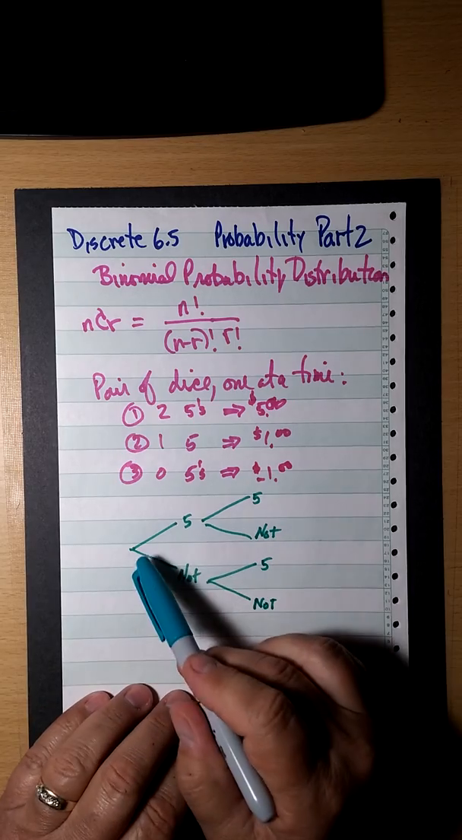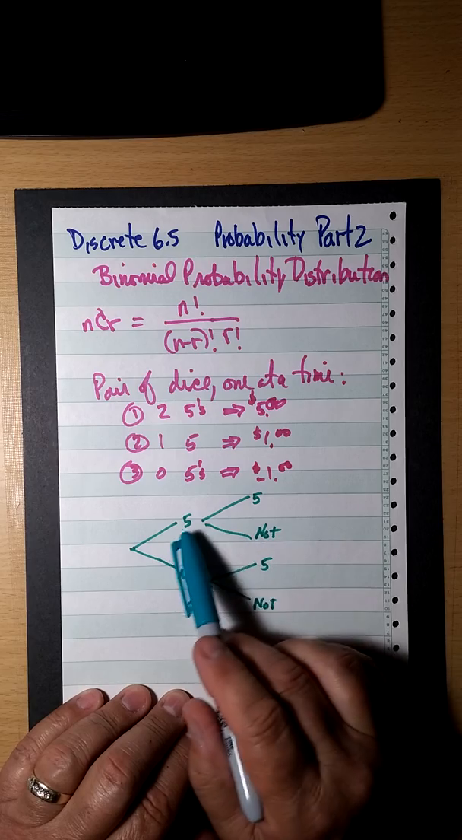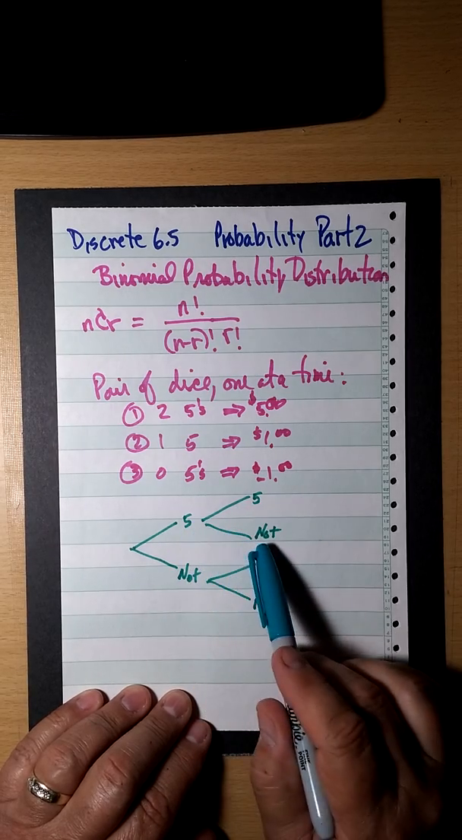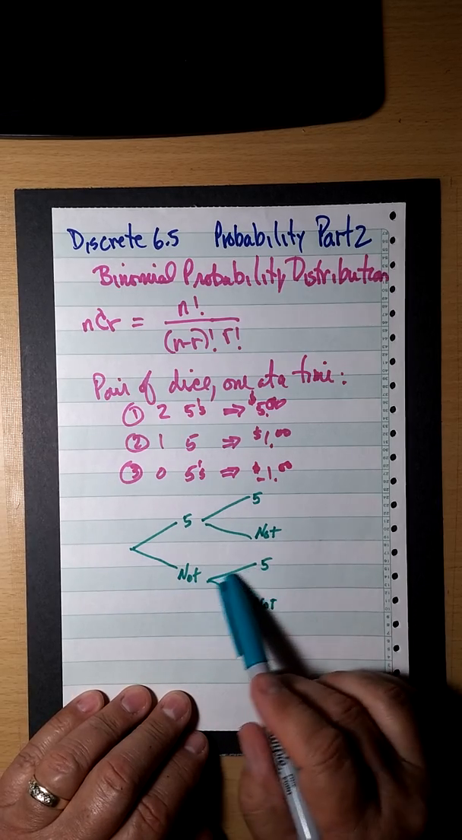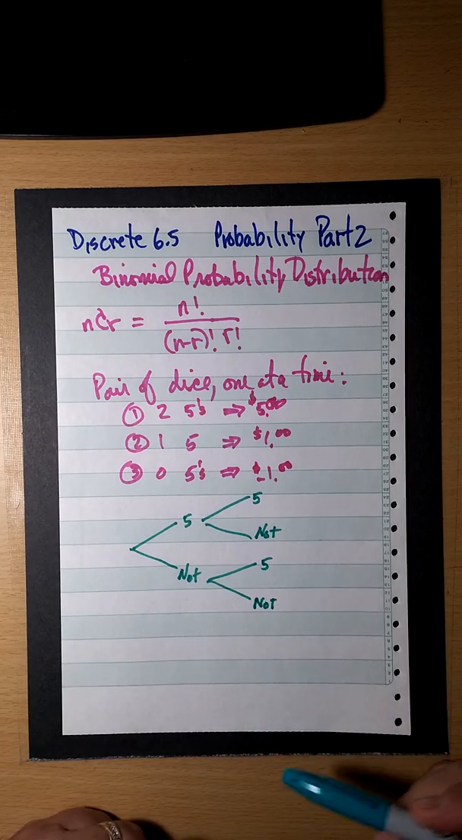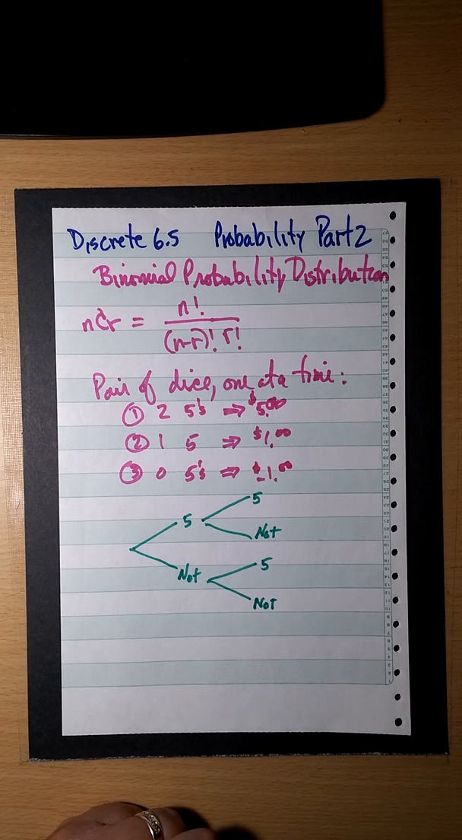So, if you get a 5 on the first throw, then you know you at least get your $1 back. If you get a 5 on the second throw, then you get the $5. But if you don't, at least you get your $1 back. Even if you don't get it the first time, you might get it the second time and get your $1 back. It's this 'not, not' that is the one where you lose the $1. So, how much are we going to play for this thing?